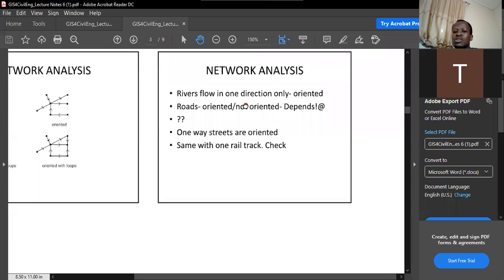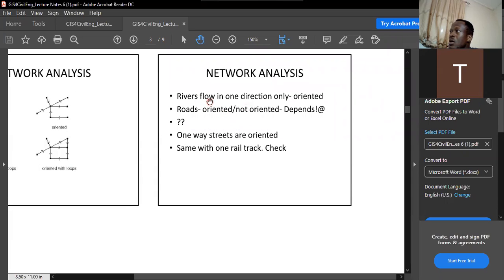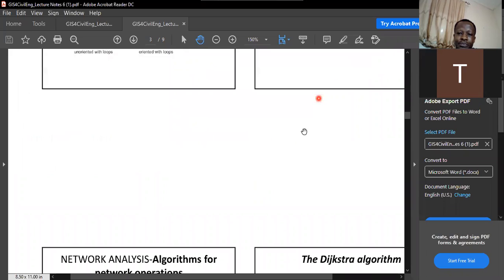Is that okay? So you can look at rivers, for example. Rivers are always flowing in one direction. So they are oriented. Roads, they are oriented. Most of the time, they are looped as well. Roads are okay. You can talk about one-way streets. They are oriented. There's a direction. And you can have a situation where there is no direction per se. We should take note of that one as well.